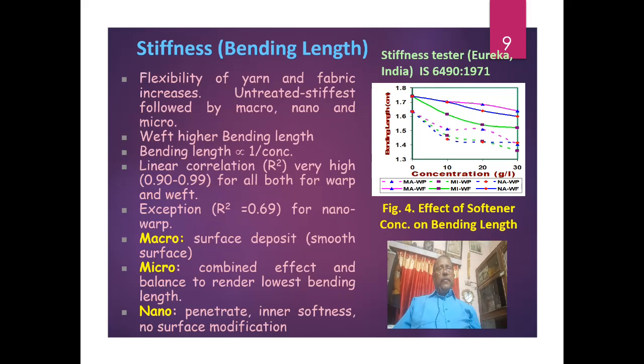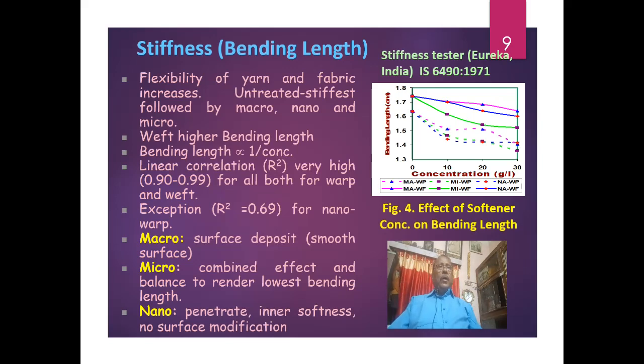Now, the flexibility of yarn and fabrics increases with softening. That means bending length goes down. So the untreated fabric is the stiffest one, followed by macro, nano and micro finished fabric. Weft showed higher bending length, which means more rigidity. Bending length is inversely proportional to concentration, as shown in figure 4, which shows the effect of softener concentration on bending length.